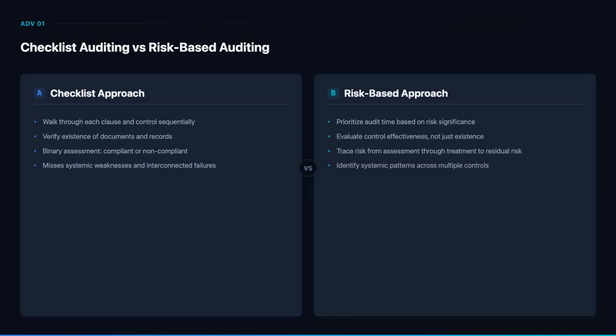Risk-based auditing allocates audit time based on risk significance. High-risk areas receive deeper examination. The auditor evaluates whether controls actually reduce risk effectively, not just whether they exist on paper. By tracing the path from risk assessment through treatment decisions to residual risk acceptance, the auditor validates the entire risk management chain. This approach reveals systemic patterns that checklist auditing misses.